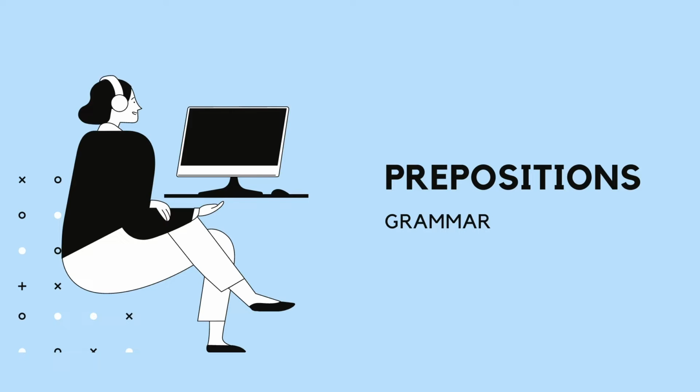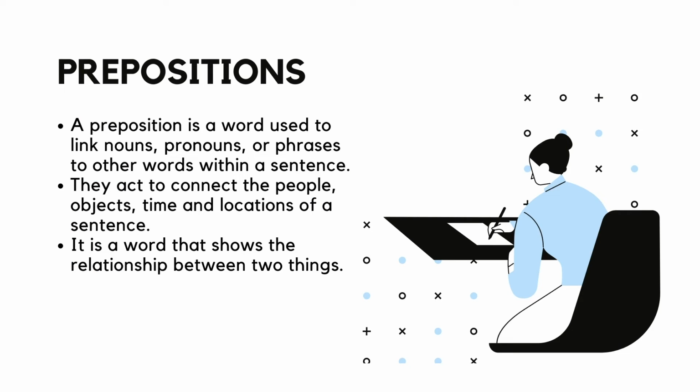Learn the prepositions. Starting with the definition, a preposition is a word used to link nouns, pronouns, or phrases to other words within a sentence. They act to connect the people, objects, time, and locations of a sentence. In other words, it is a word that shows the relationship between two things or two words.